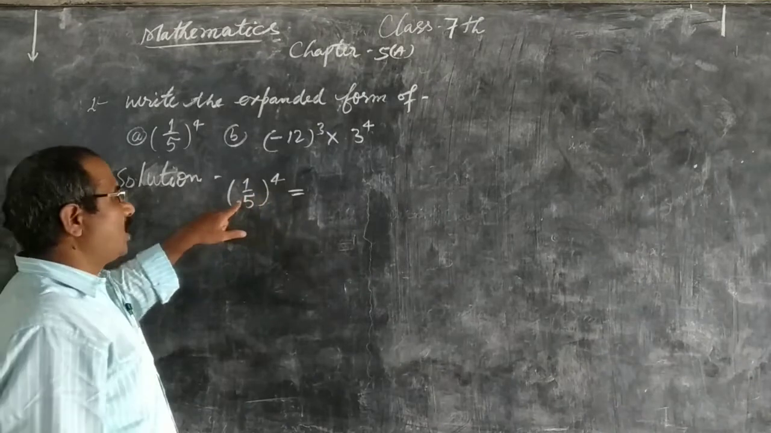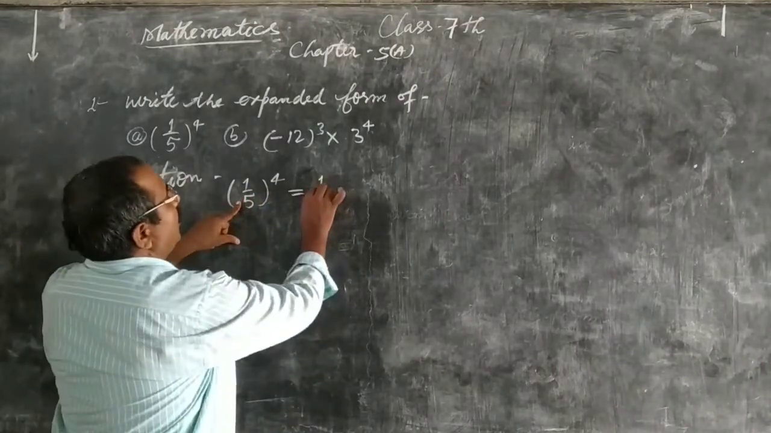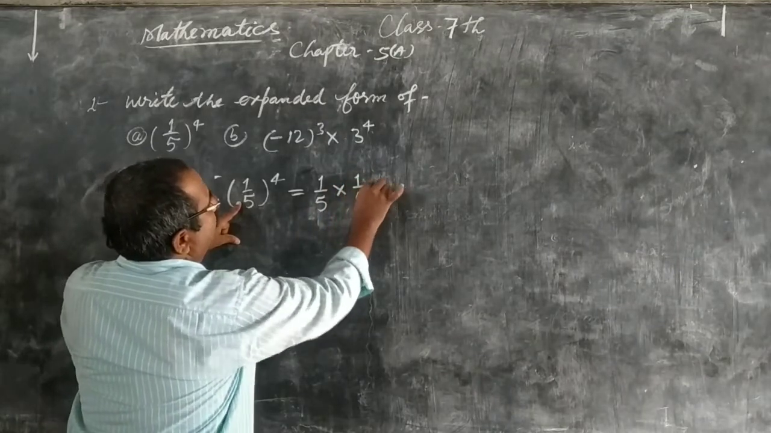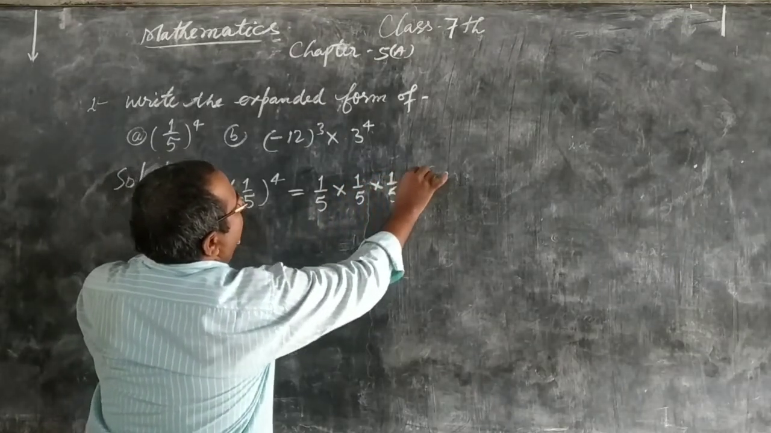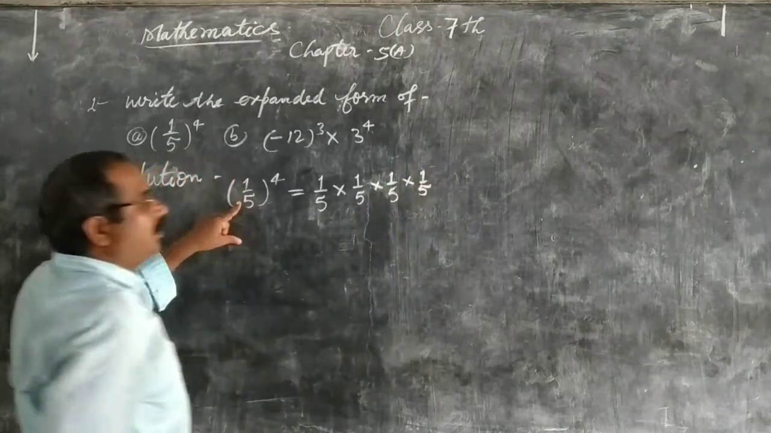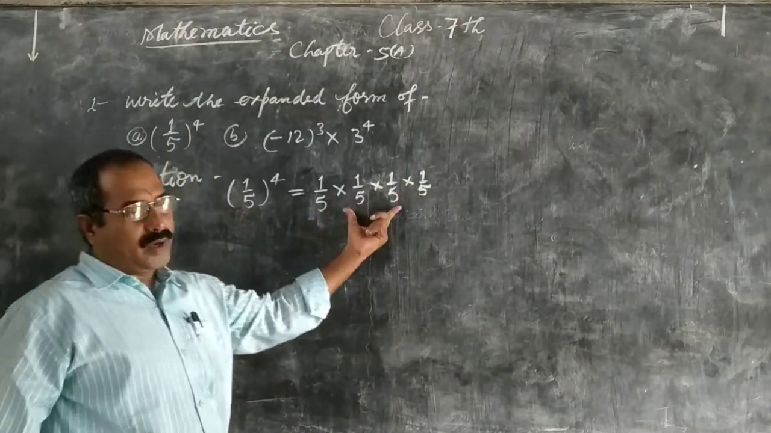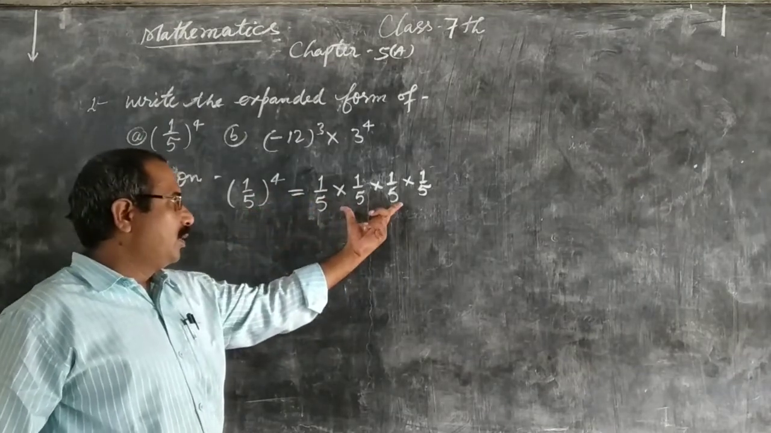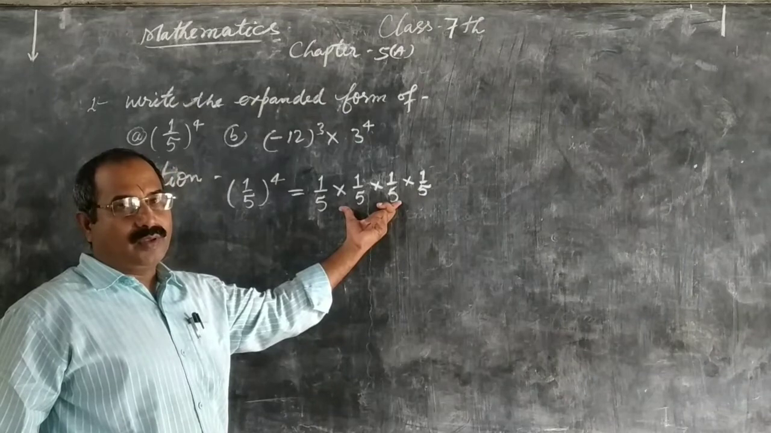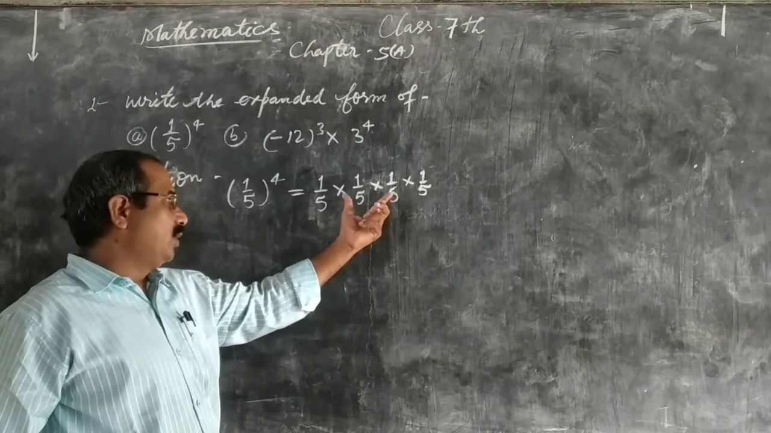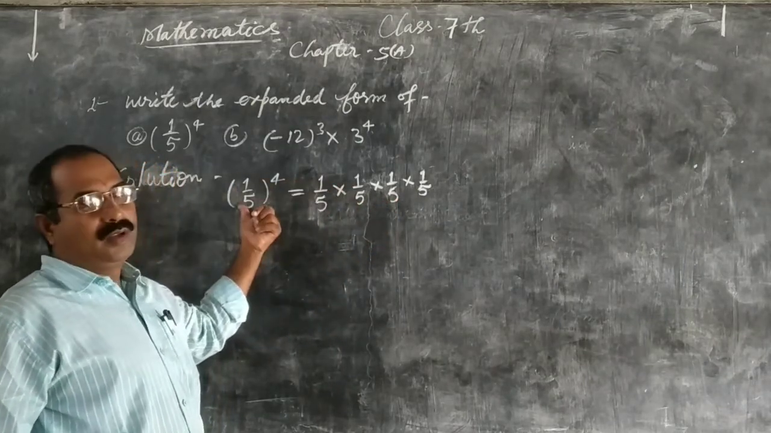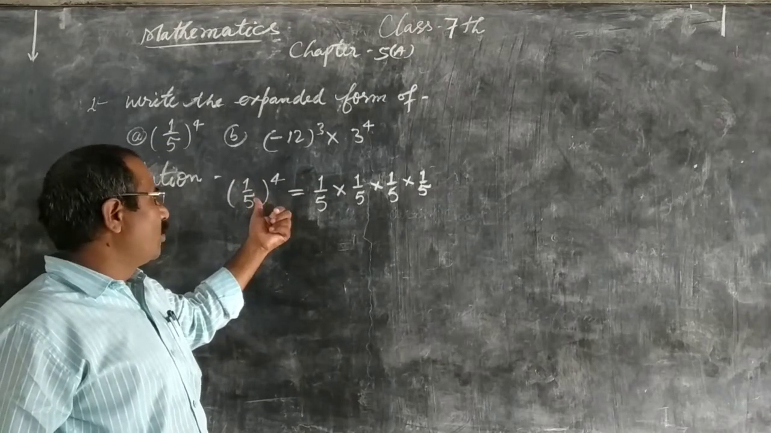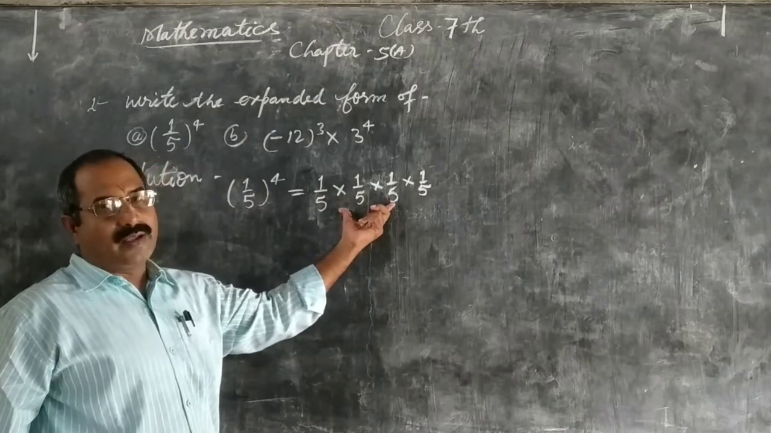4 times, repeat it with the multiplication sign. So you will write 1 by 5 into 1 by 5 into 1 by 5 into 1 by 5. This is the expanded form and this is the short form. If the question is given in the expanded form, you can change it in short form like this, and if short form is given, you can change in expanded form like this.